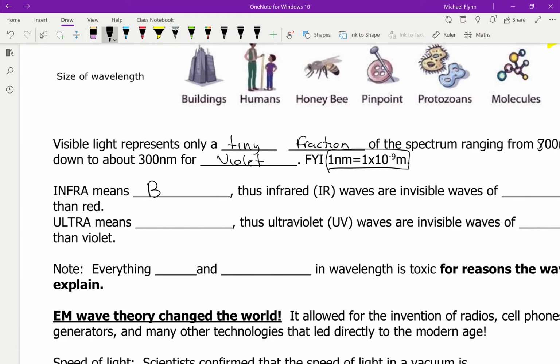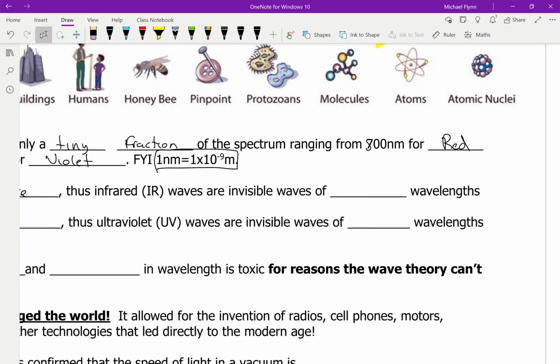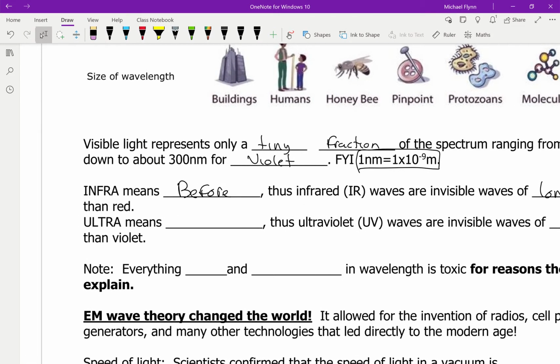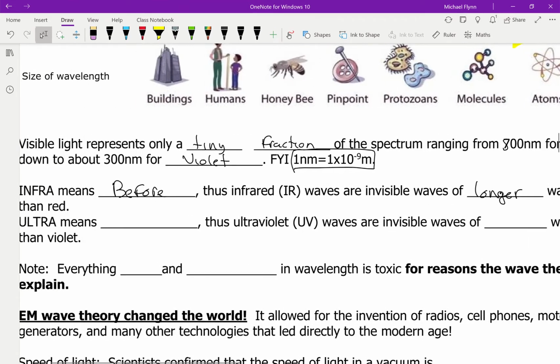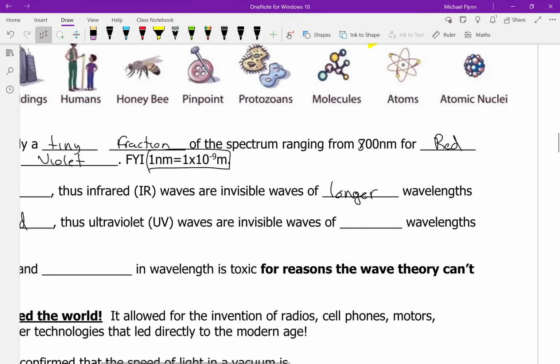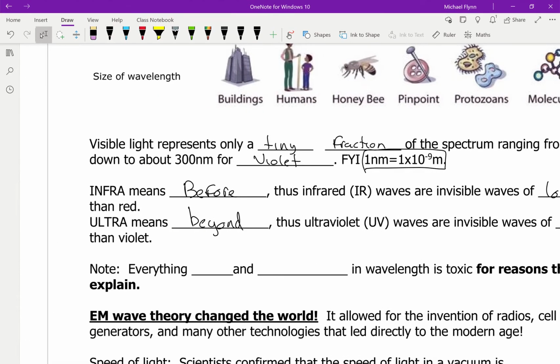Infra means before, I said that already. Infrared waves are invisible waves of longer wavelengths than our visible red light. Ultra means beyond. Thus ultraviolet waves are invisible waves of shorter wavelengths than violet.